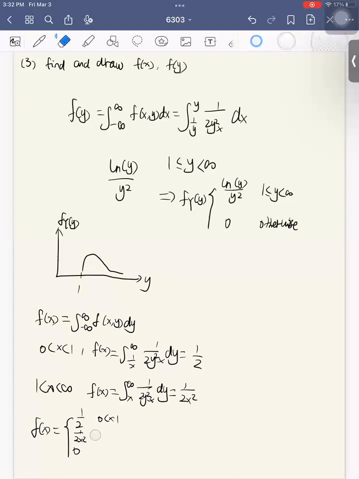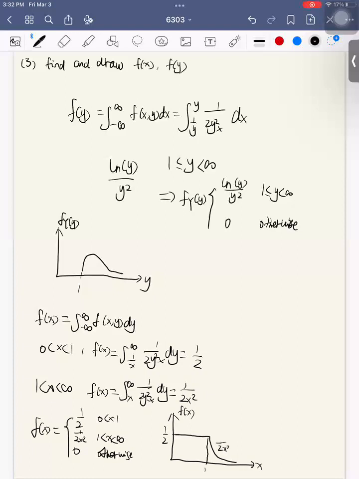After having this, we can draw the f_X graph. f_X equals 0 in the other case. So we can now draw the graph, which looks like that. And here the point is 1. This equation is 1 over 2 times x squared.